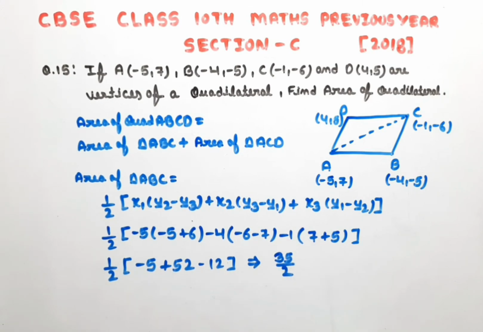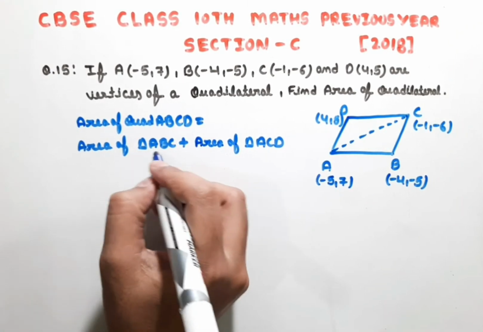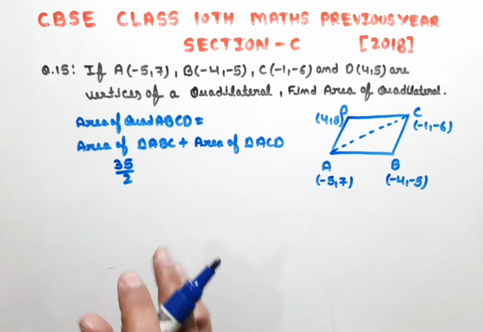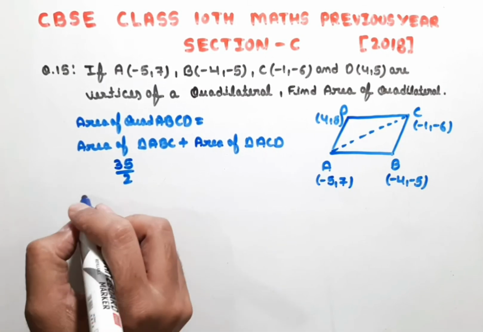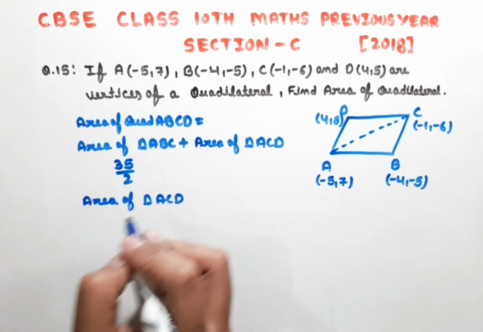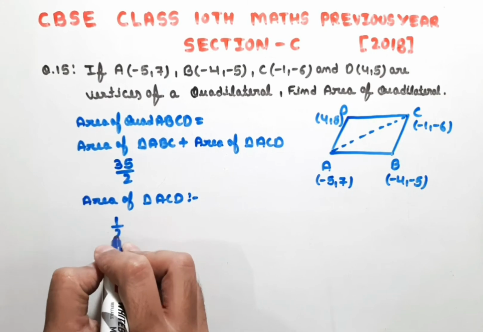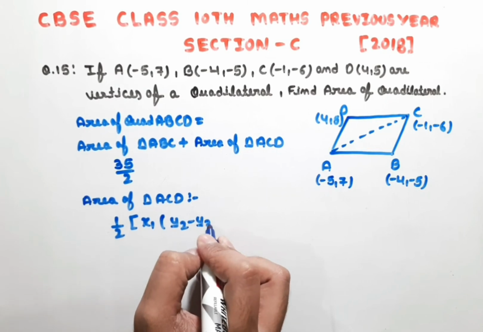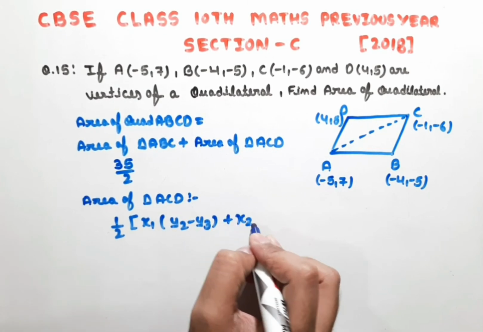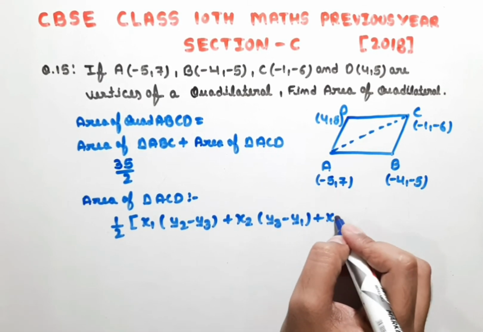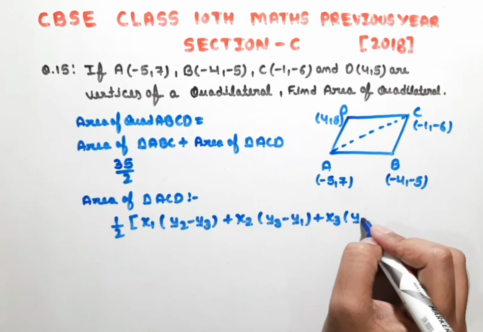Now we will calculate the area of triangle ACD. Write it here, the area of triangle ABC is 35 upon 2. Now the area of triangle ACD is given by 1 upon 2 times [x1 (y2 minus y3) plus x2 (y3 minus y1) plus x3 (y1 minus y2)].